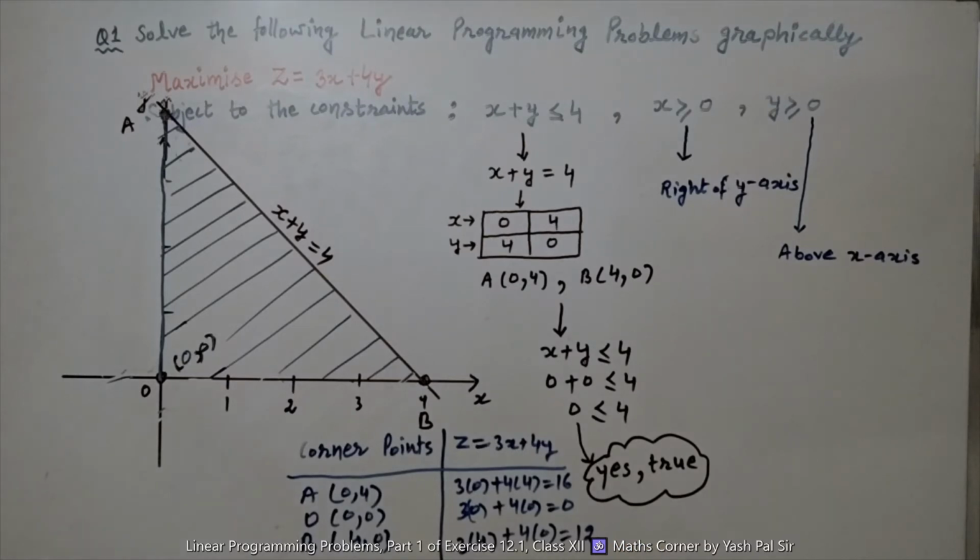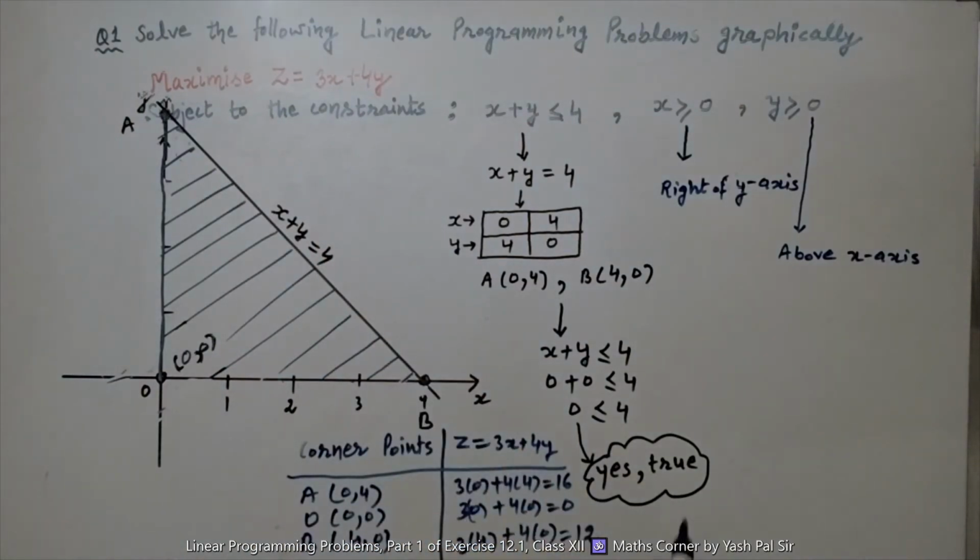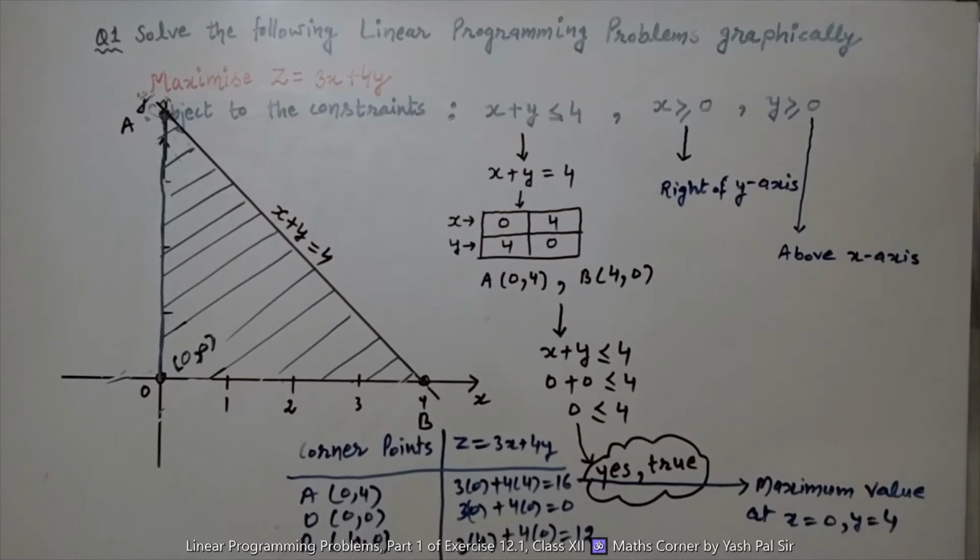So what was our question? Question was maximize z is equal to 3x plus 4y. So out of these values, which one is maximum? 16 is maximum. So this is the maximum value at x is equal to 0, y is equal to 4. So this is the solution to this problem. Now coming to next question.